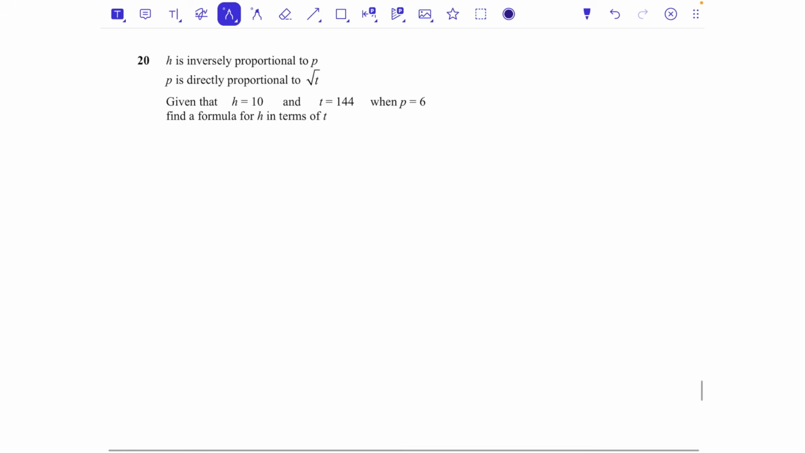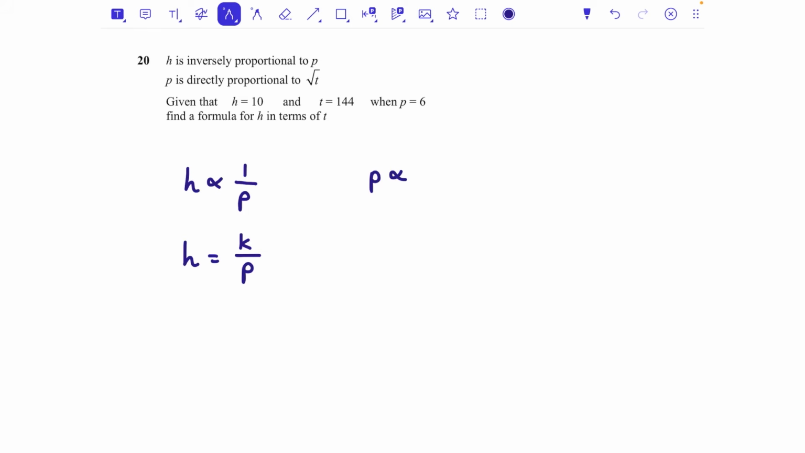Question number 20. H is inversely proportional to P. So H is inversely proportional to P. That means we use the fraction. We can't solve equations with proportionality symbols in them. So H equals K over P. So remember, you always change that proportionality symbol to be an equals and a K. And then we've also got P is directly proportional to root T. So we don't use the fraction if it's directly proportional. We only use that for inverse. And so P equals K root T.